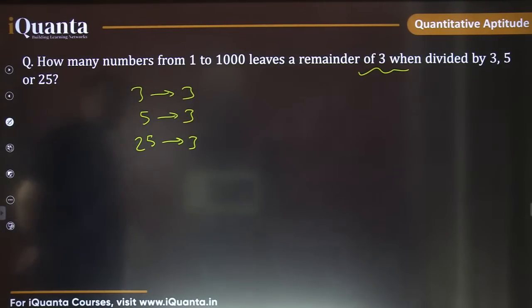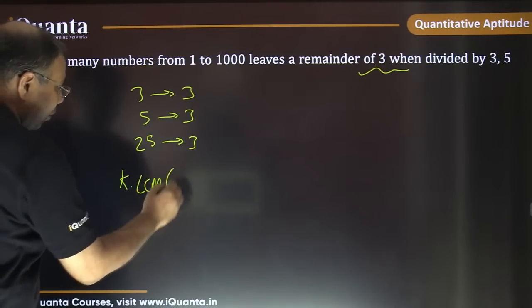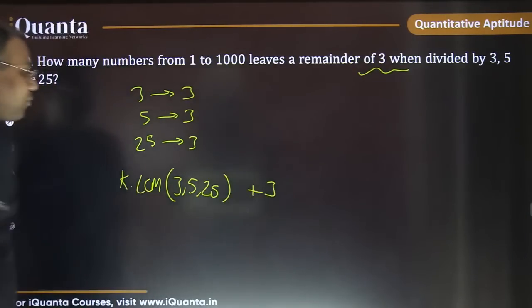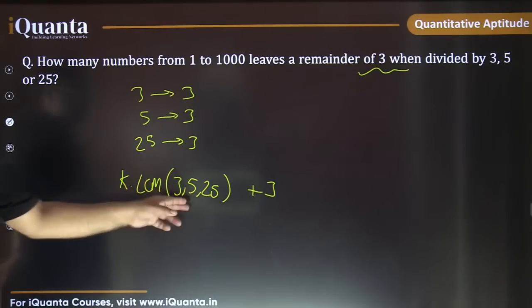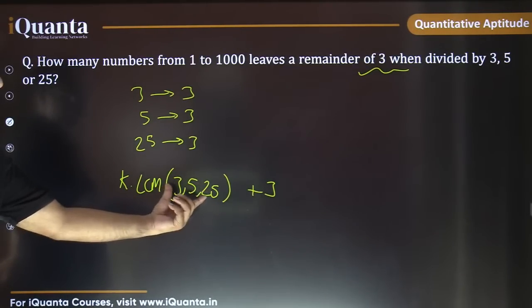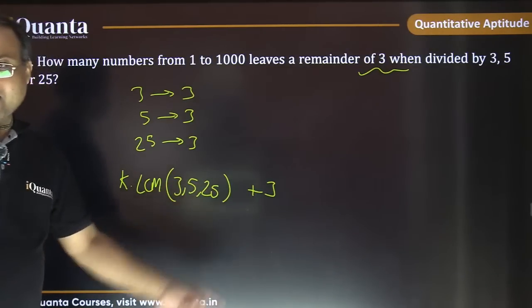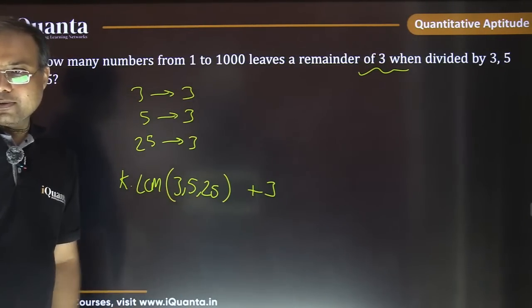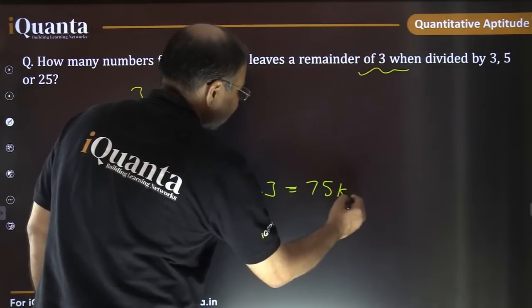Did you say 13 correctly? It is 75. Basically, a multiple of the LCM of 3, 5, and 25, plus 3. That should be the form of the numbers, right? LCM of 3, 5, 25 into k plus 3. So what is the LCM of 3, 5, and 25? It's not 125, it is 75. So the number should be of the form 75k plus 3.